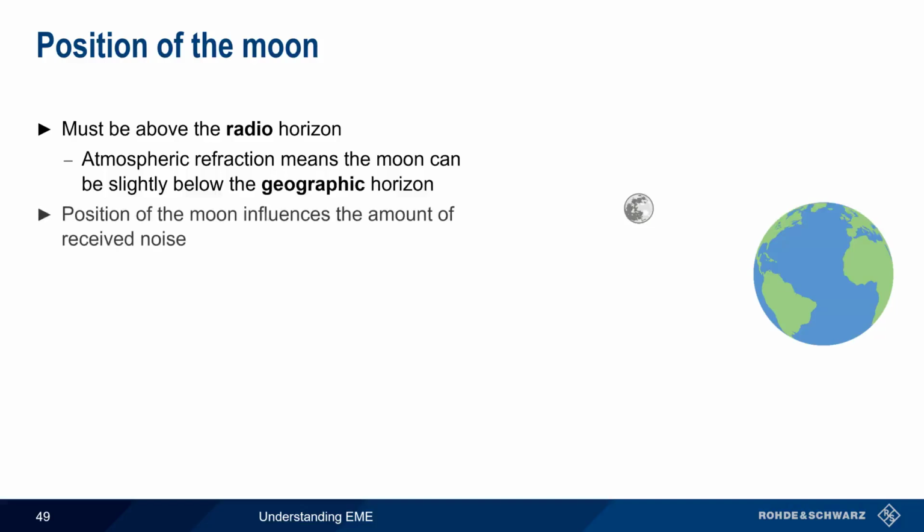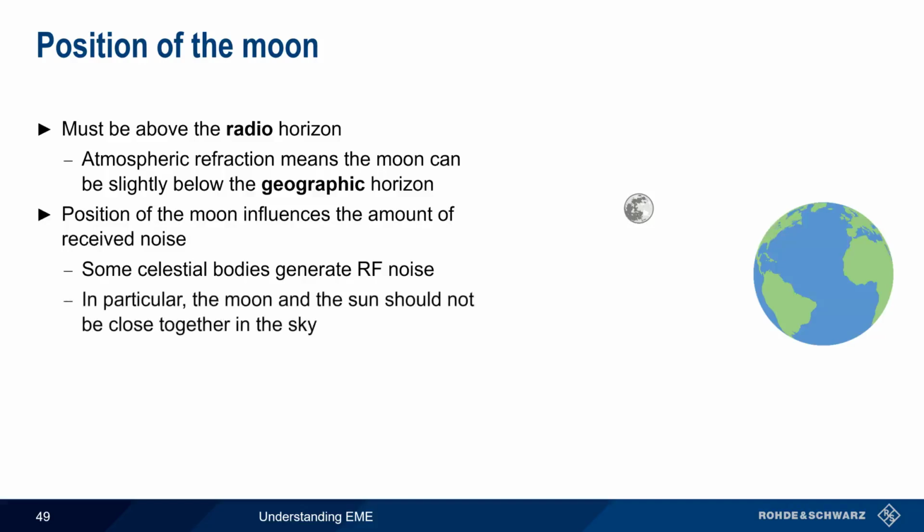But as mentioned a moment ago, the position of the moon in the sky also influences the amount of received noise. Various celestial bodies, such as planets, generate radio frequency noise. Another way of saying this is that at any given time, some parts of the sky are more quiet or more noisy than others. In particular, the sun and the moon should not be close together in the sky when operating EME. Although there are tools for estimating the best operating times for a pair of stations, the declination of the moon can offer some guidance.